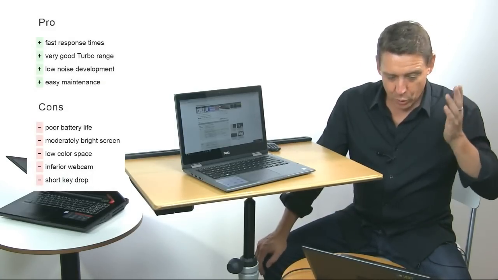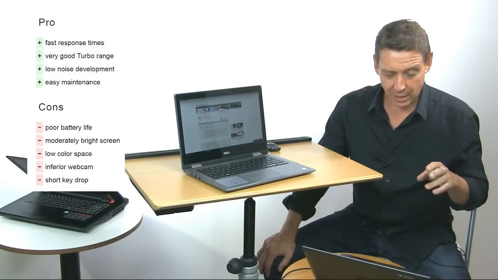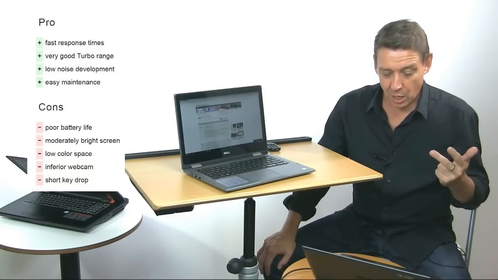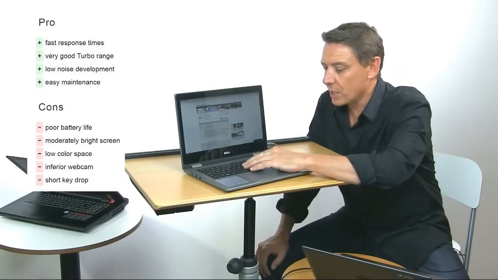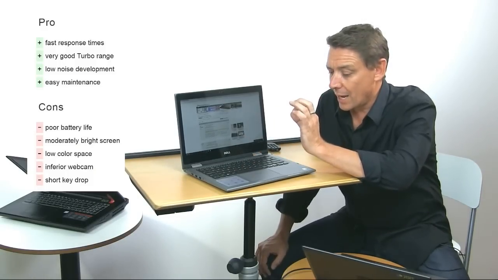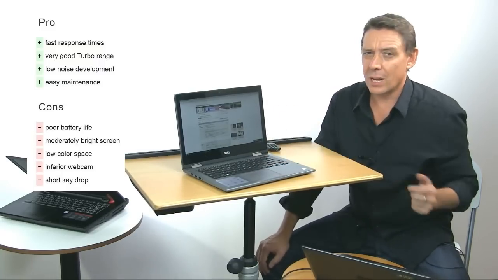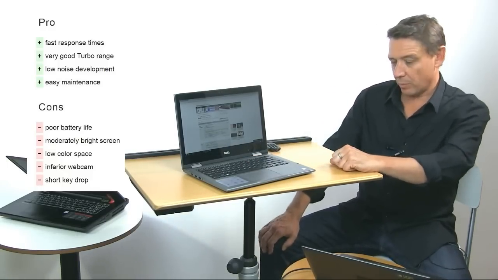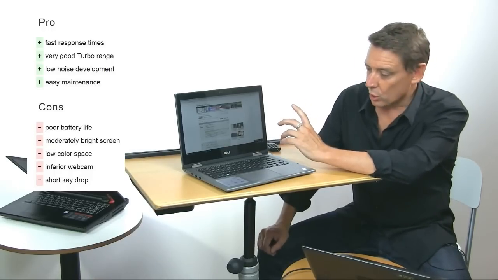Good turbos, low noise, easy maintenance. You can actually get the back off this as well. There's some pictures in the full review. Go and check that out. But on the con side, the battery life we mentioned, the bright screen we mentioned, low color space we mentioned, not very good webcam at all. And there's a short key drop on the keys. It's got a backlit keyboard, and I actually think the keys are quite solid, but our reviewer marked it down for the short throw on the keyboard. At €1,000, you might want more. The click point is reasonable, but it is sub 1 millimeter on that throw. So that's the pros and cons there.